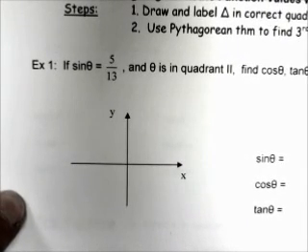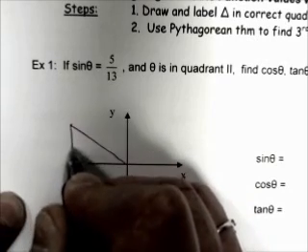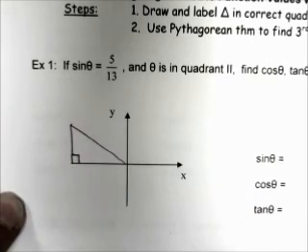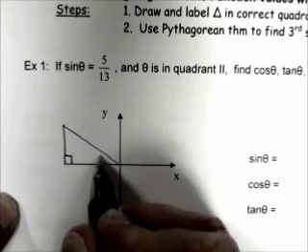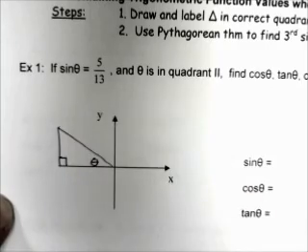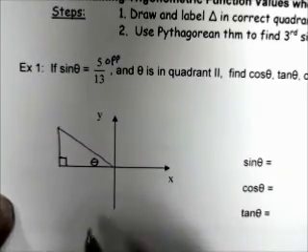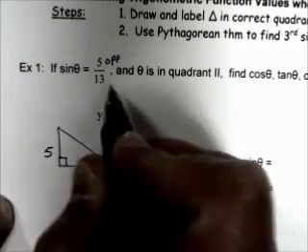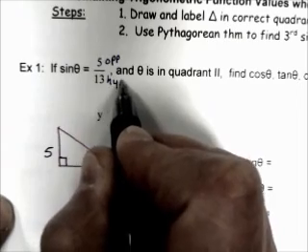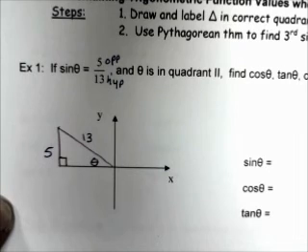If the sine of theta is equal to 5/13 and theta is in quadrant 2, we'll draw our right triangle in quadrant 2, and the sine of our angle theta is equal to 5/13. So in other words, sine is opposite over hypotenuse. So the side opposite angle theta is 5, and the hypotenuse is 13. So the hypotenuse of our right triangle is 13. Use the Pythagorean theorem to find the third side.